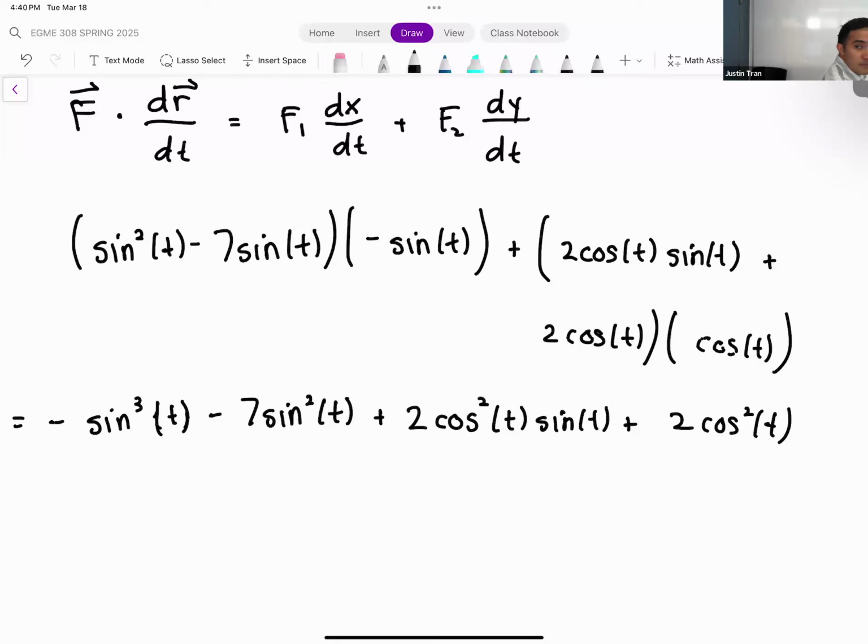I'm pretty sure the minus 7 sine squared t should be positive. It should, yes, thank you.